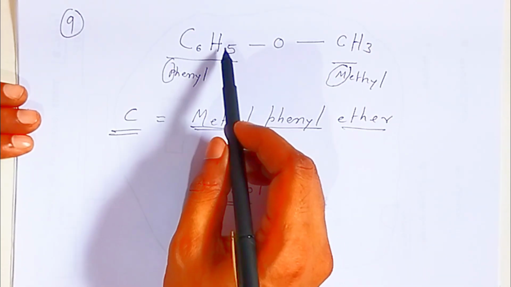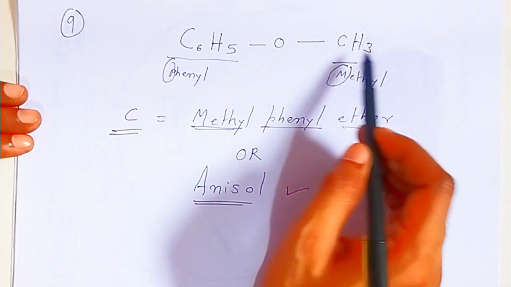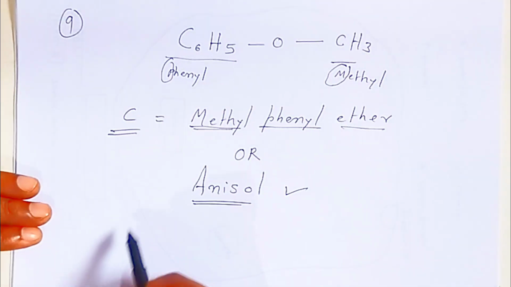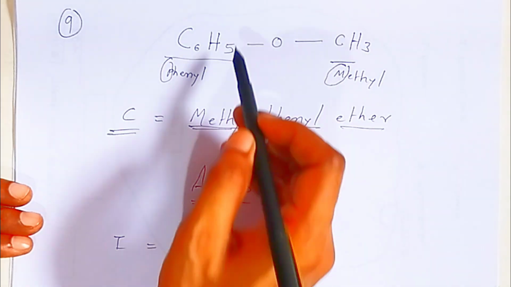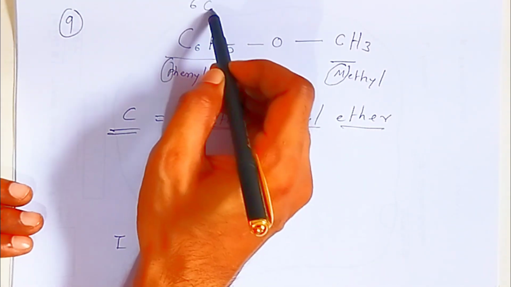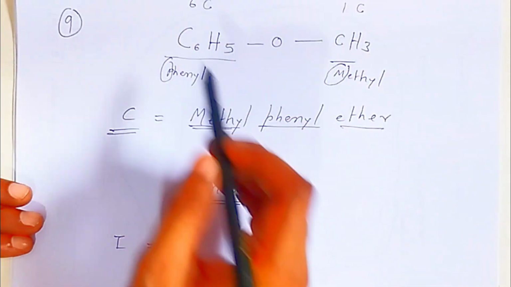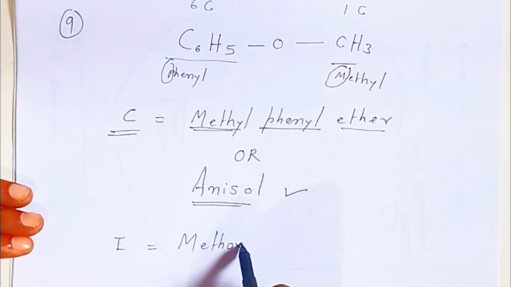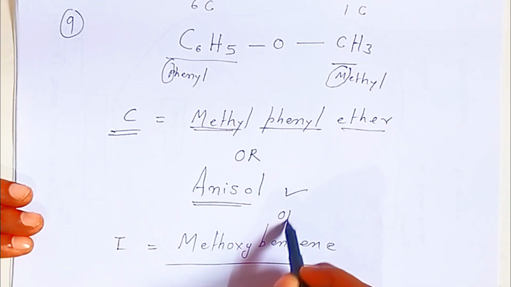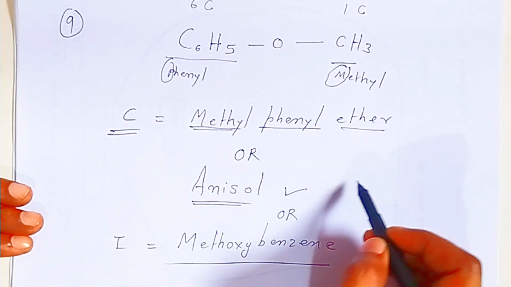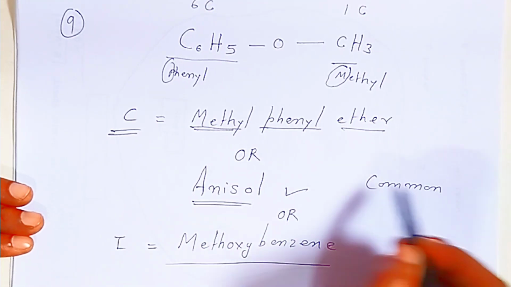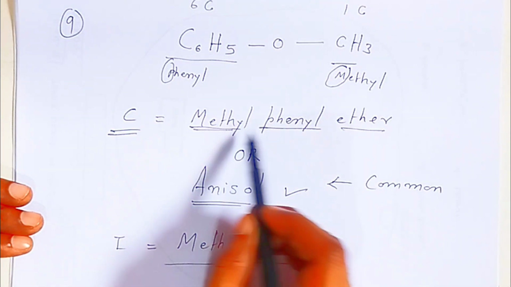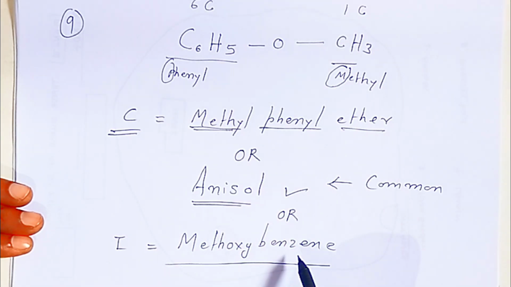So in benzene, when the hydrogen of benzene is replaced by a methoxy group, if you want to name it, students, since it contains 6 carbon and 1 carbon, it is a derivative of benzene, so we will write methoxybenzene is nothing but anisole. In common name, students, it is also called anisole or methyl phenyl ether. Understanding, methoxybenzene is nothing but anisole.